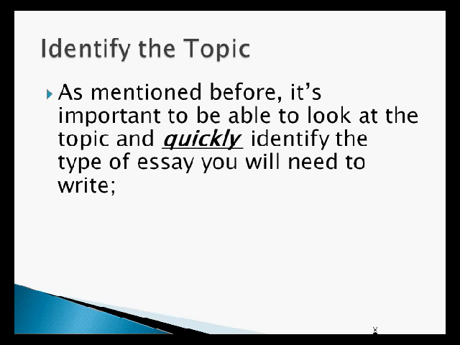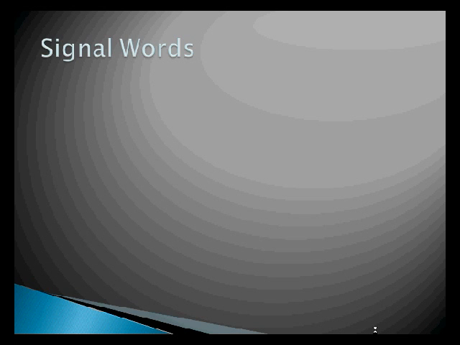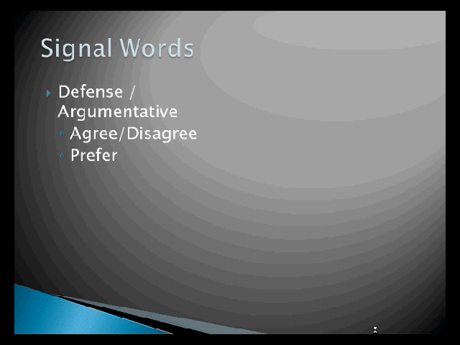So, identifying the topic. As we mentioned before, it is important to be able to look at the topic and quickly identify the type of essay you'll need to write. This means we have to look at the signal words in the essay prompt. Remember, signal words are those words that tell us in a very quick way what kind of essay we're looking at. And remember, there are three different types of essays. In the defense or argumentative essay, those signal words might be words such as agree or disagree, or which do you prefer.